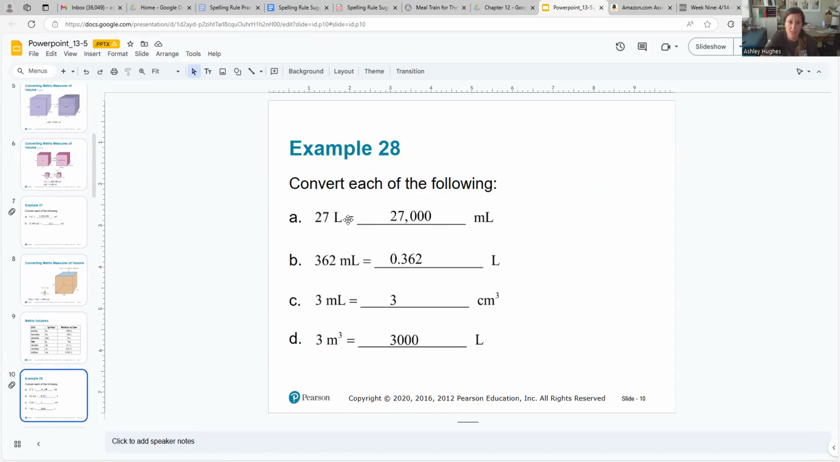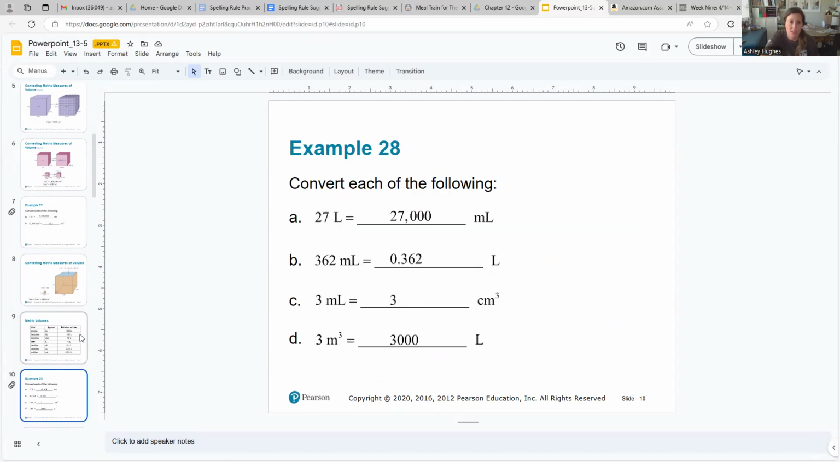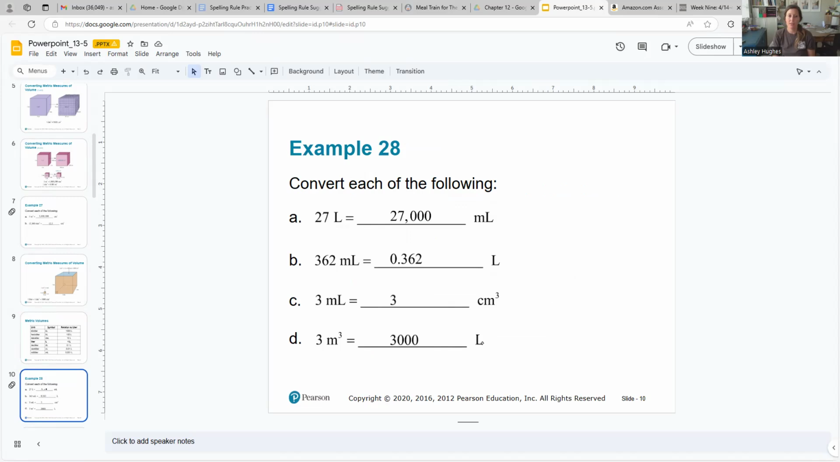So 27 liters. You're going to use this chart over here, and we're trying to go from liters to milliliters. There are 1,000 milliliters in 1 liter. So if I want to convert that, I have 27 liters, and from that chart there are 1,000 milliliters in 1 liter. I multiply this, and so then I get 27,000 milliliters.